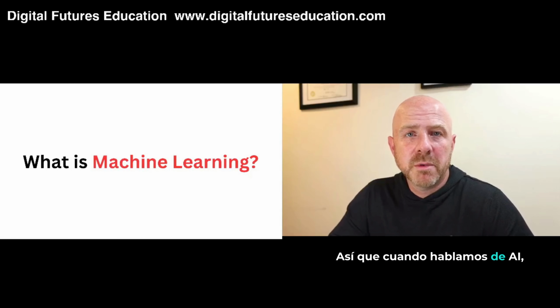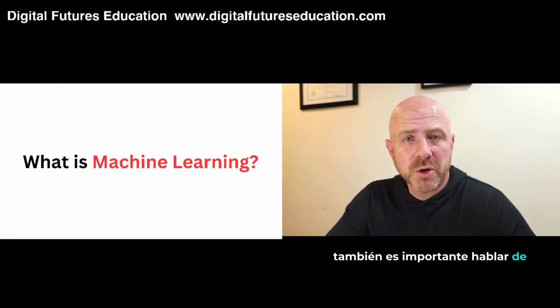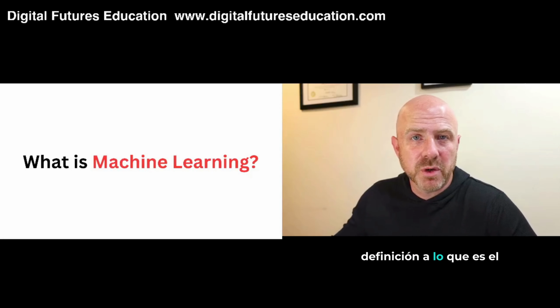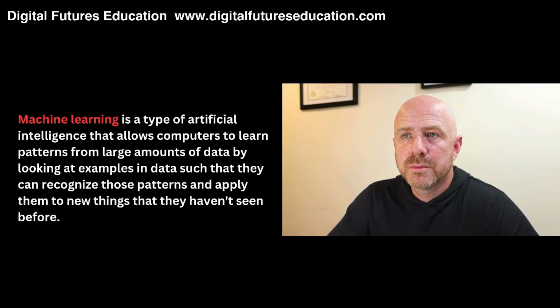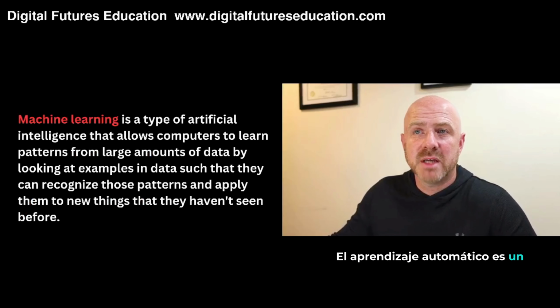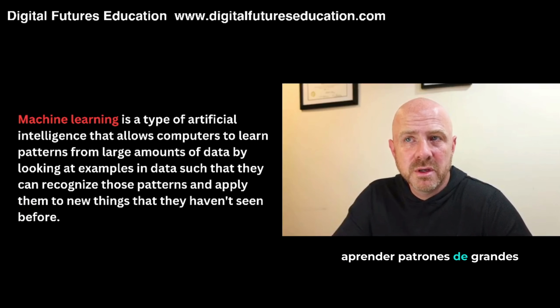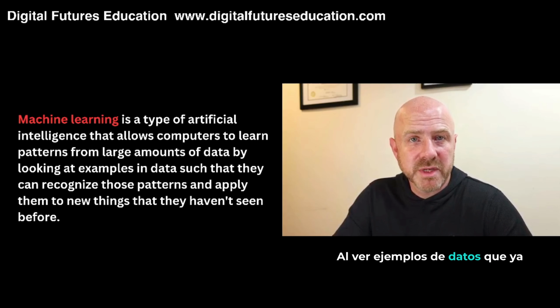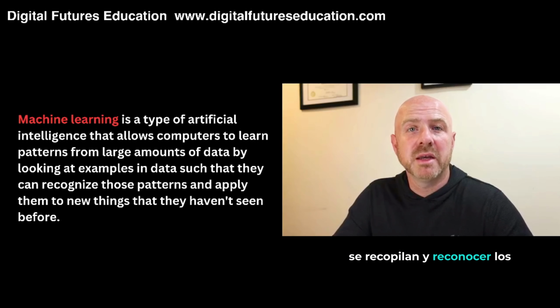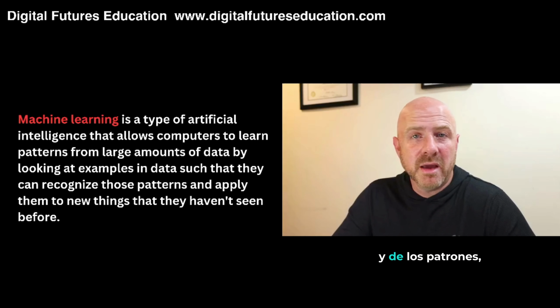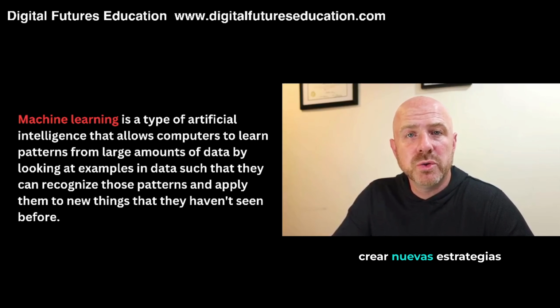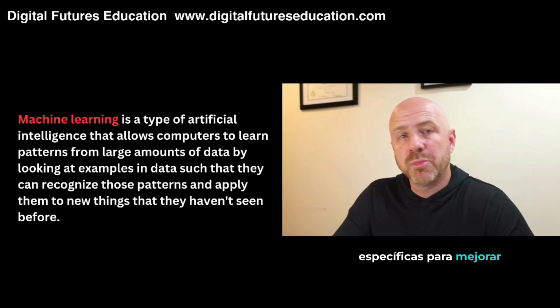When talking about AI, it's also important to talk about machine learning and give a definition of what machine learning is. Machine learning is a type of artificial intelligence that allows computers to learn patterns from large amounts of data that's been input, by looking at examples of data that it's already collected and recognizing the patterns in that data. From the patterns, it will create new specific strategies around improving processes.